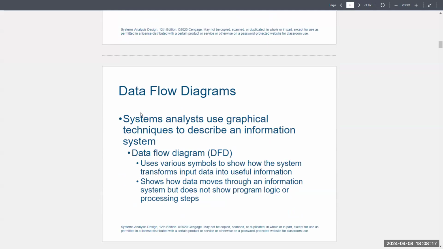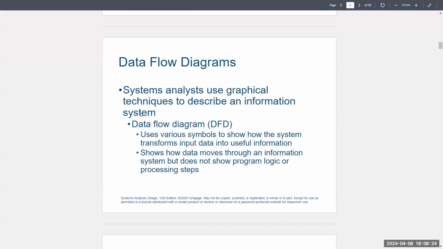So that's the high-level picture of this chapter. So system analysts, what do they do? They're doing a lot of things, but primarily in this phase they use graphical techniques, be it the DFD, the functional decomposition, or other types of diagrams. It could be business process modeling diagrams, in some cases flowcharts. That's why I gave you that assignment.